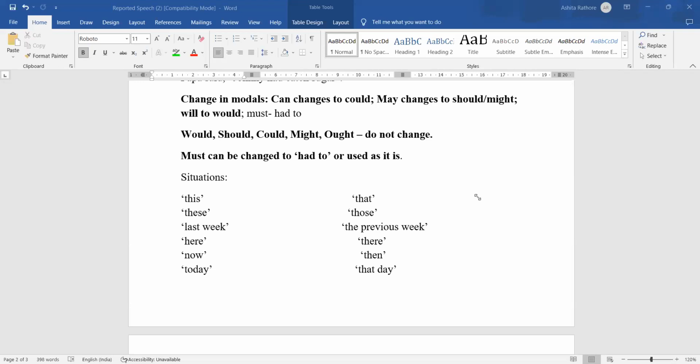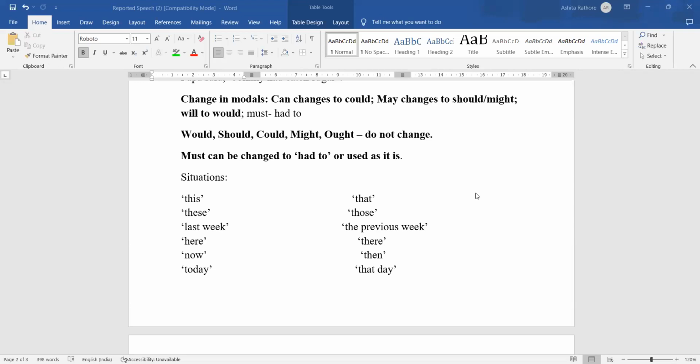Now, there are certain changes that happen. Would, should, could, might, and ought do not change. Why is that happening? They will never change. If they are there in your direct speech, you are never going to change them. Why are they not changing? They act as conditionals, or basically they are conditional tenses themselves. If you study it, we say that these are present conditionals. And the moment they are used together in combination with other verbs, it can turn into, let's say, past conditionals, but they themselves are conditional tenses. So they will never change.